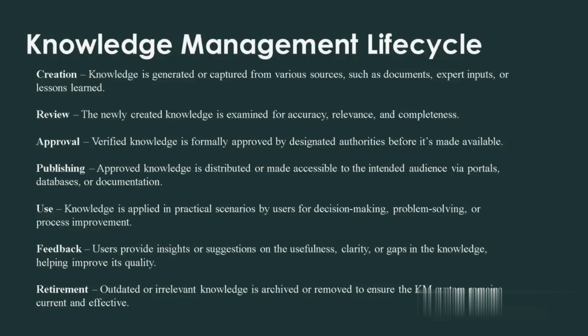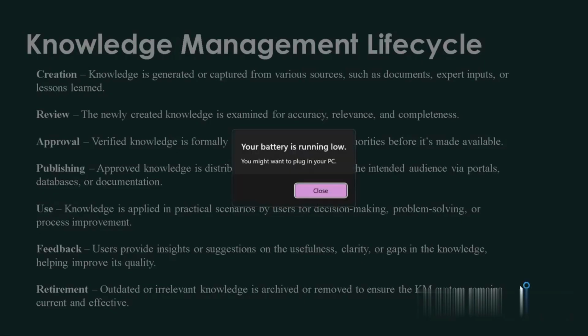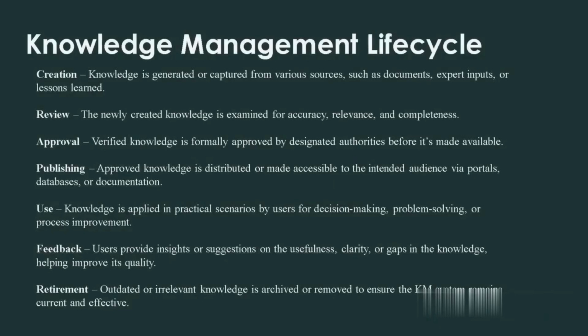Publishing. Approved knowledge is distributed or made accessible to the intended audience via portals, databases, or documentation. Use of the knowledge. Knowledge is applied to practical scenarios by users for decision making, problem solving, or process improvement. Feedback. Users provide insights or suggestions on the usefulness, clarity, or gaps in the knowledge, helping to improve its quality. Retirement. Outdated or irrelevant knowledge is archived or removed to ensure the knowledge management system remains current and effective.